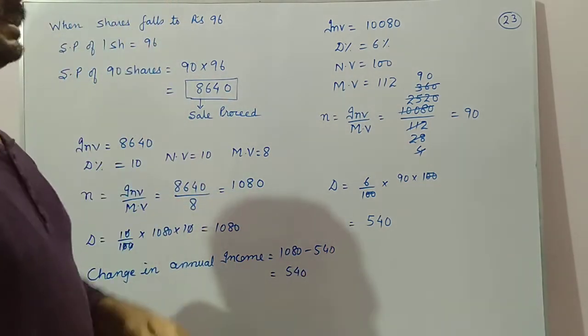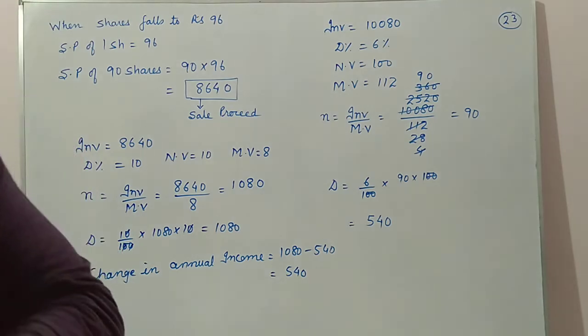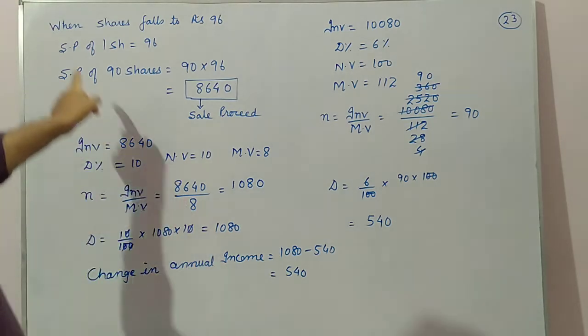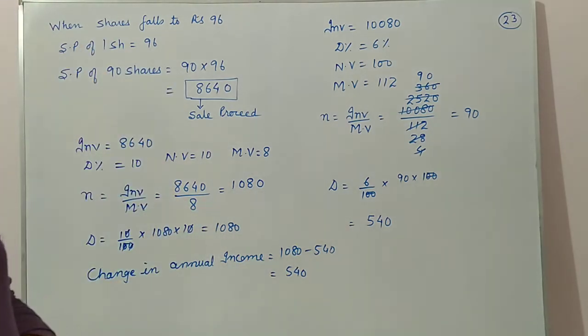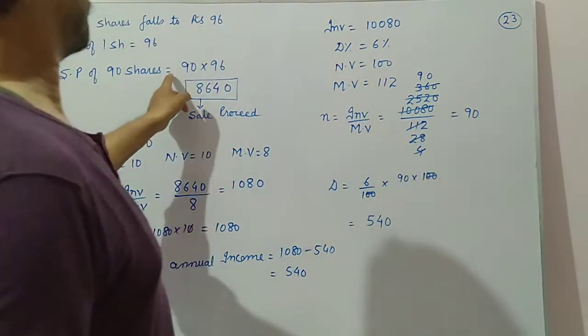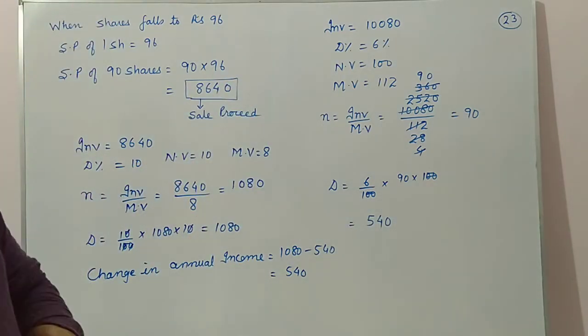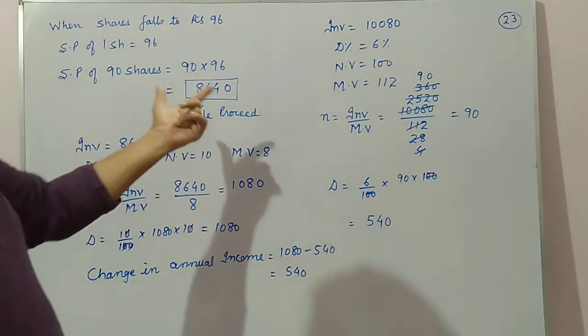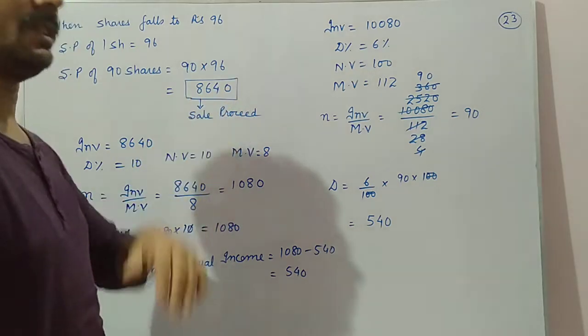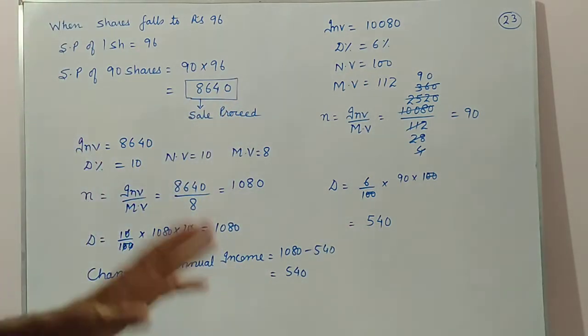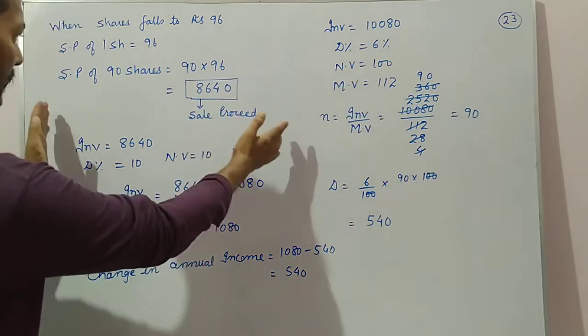So when the price falls to 96, he is selling the shares. When he is selling the shares, the selling price of one share will be how much? 96 only. So how many shares is he having? 90 shares. So 90 into 96, he is getting 8,640. This money is termed as the sale proceeds. Now this is invested. So this is the second part.